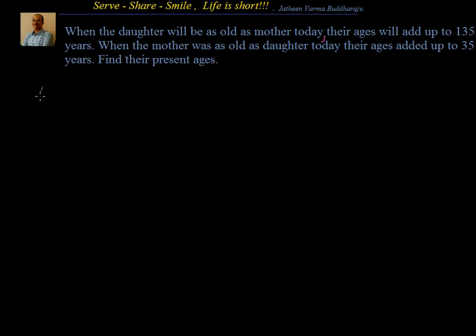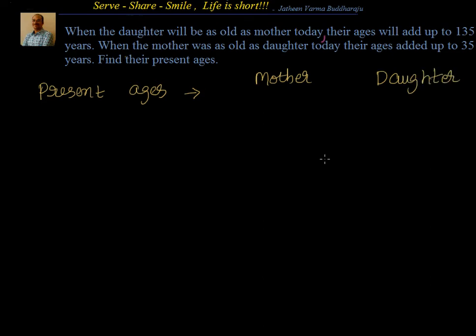So we will start by saying that what we have to find out is the present ages. So we'll say present ages of mother and daughter. We'll say the present age of mother is X and the present age of daughter is Y. This is what we will say for present ages.